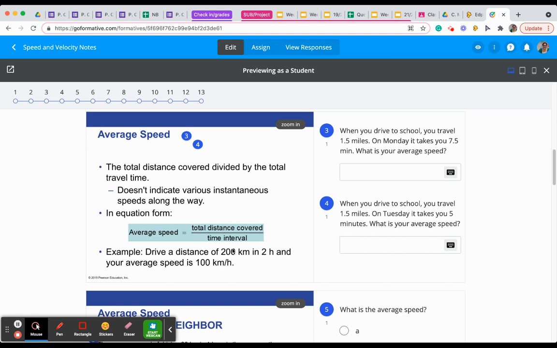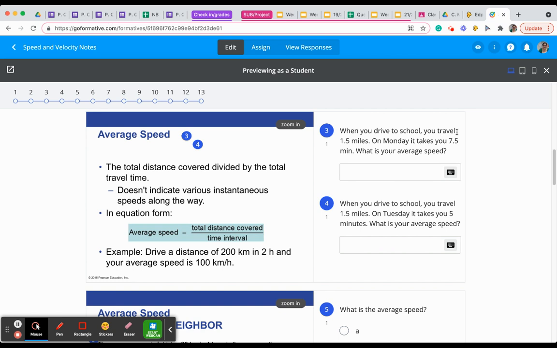So you have a sample problem that says you drive a distance of 200 kilometers in 2 hours. Your average speed is 100 kilometers per hour. When you drive to school, you travel 1.5 miles. On Monday, it takes you 7.5 minutes. What is your average speed?